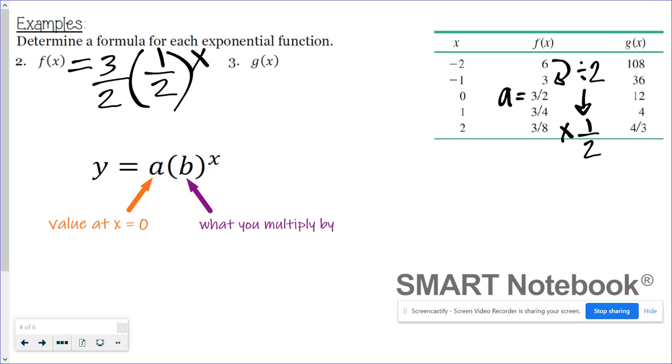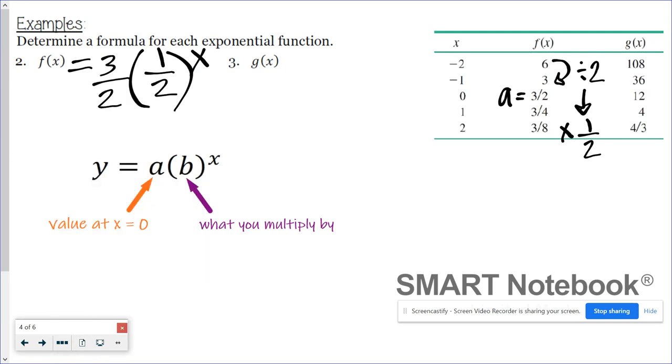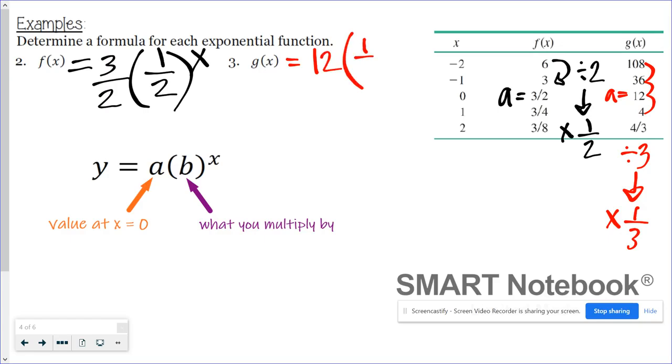the x power. For g of x, when it comes to that b value, I have to look and see what's going on here. And my eyes see division by 3, which is the same as multiplying by the reciprocal, which is 1/3. And then g of x has an initial value of 12. So g of x is equal to 12 times 1/3 to the x power.